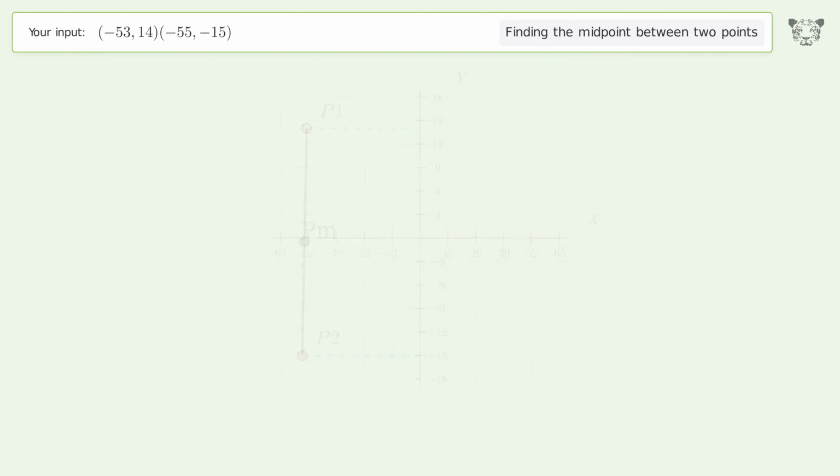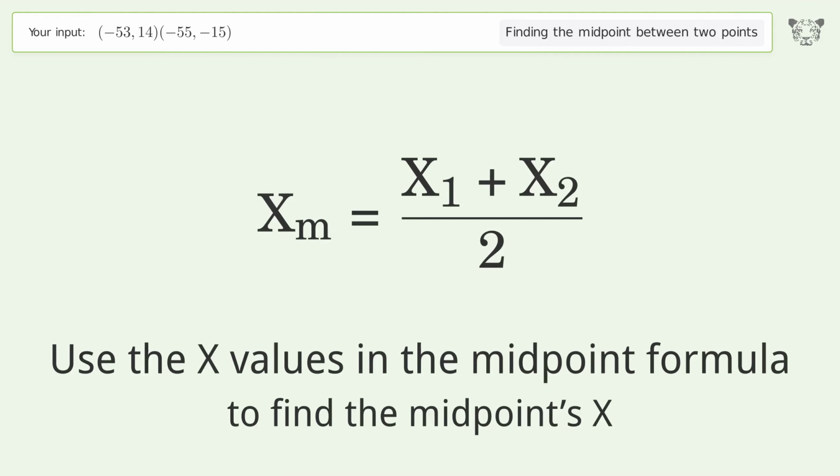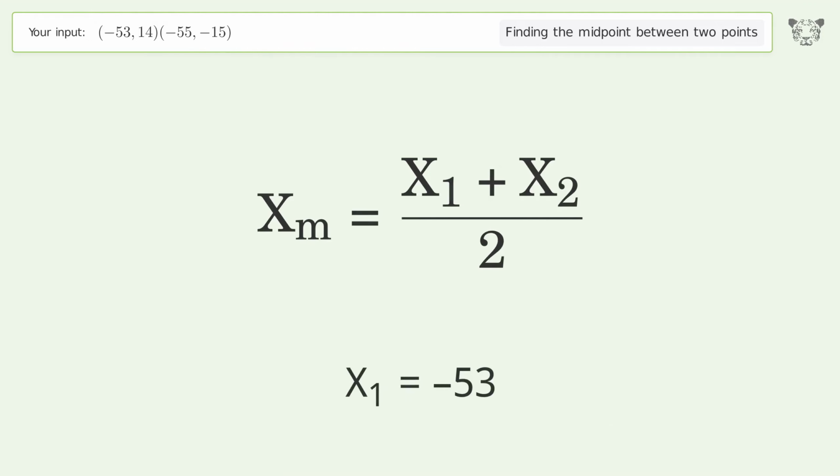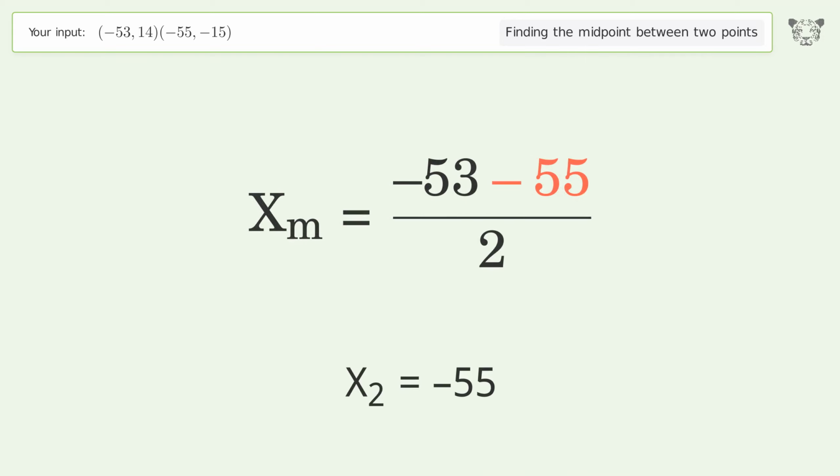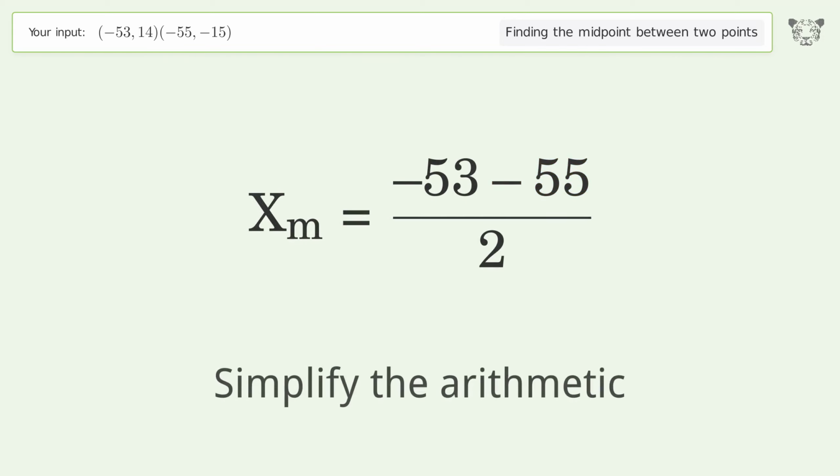Use the x values in the midpoint formula to find the midpoint's x. x1 equals -53. x2 equals -55. Simplify the arithmetic.